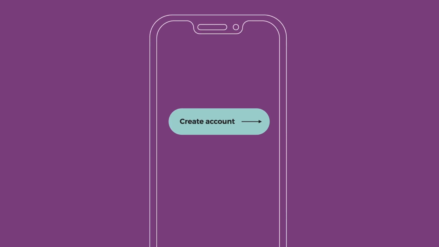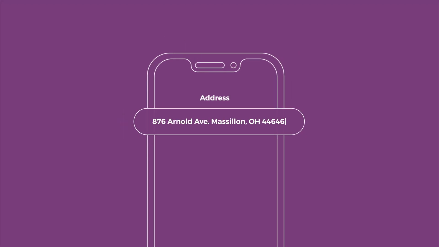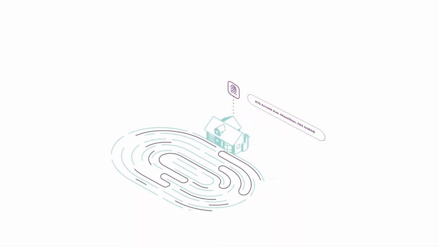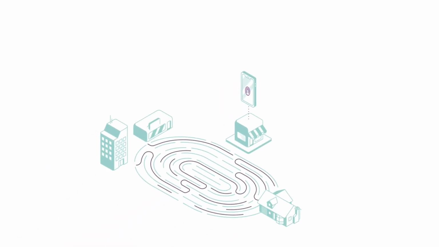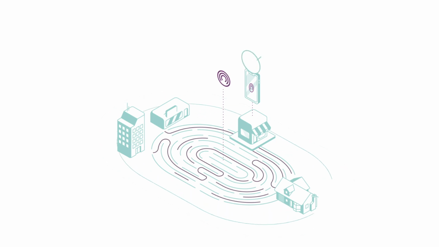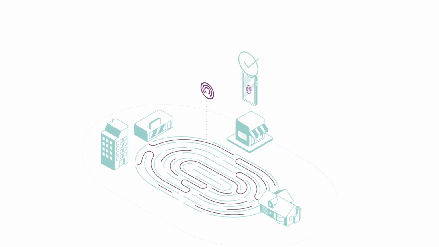Need to verify a new user? Incognia compares the address provided during onboarding with the user's location behavior to confirm the user's identity. Need to authenticate a user at login or when making a transaction? Incognia verifies the user's identity by comparing their current location with their historical location behavior.